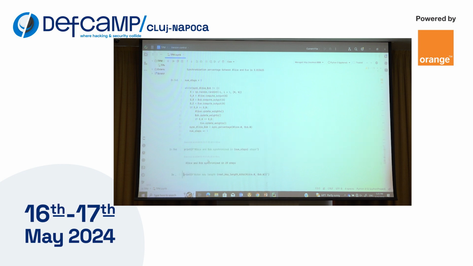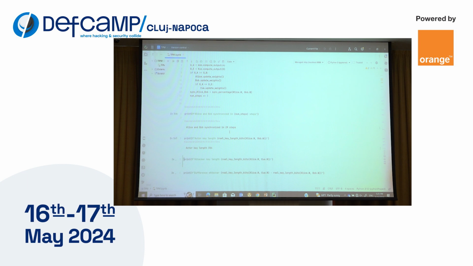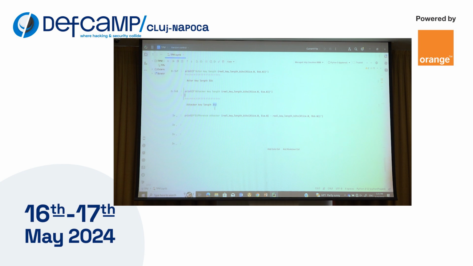So let's see here, Alice and Bob synchronizing in 29 steps this time. Here we have the key length of Alice and Bob, the legitimate parties, around 300 bits. And now let's see the attacker's key length. Like you see here, the attacker managed to recover something like 300 bits. So the attacker needs basically to mount a brute force attack just for 12 bits. But now let's see another experiment with, let's say, something like 60.